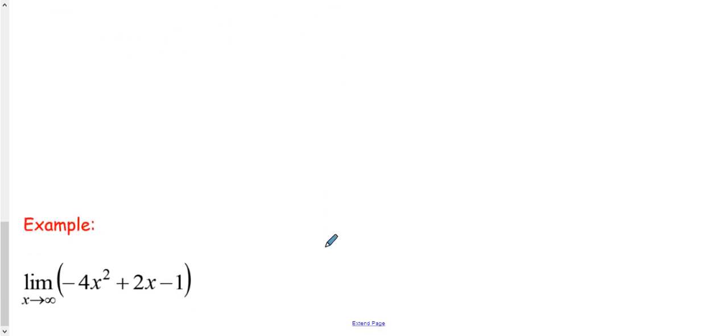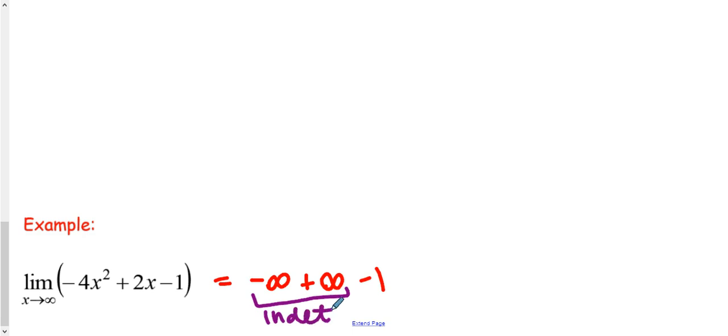Another example, we have negative 4x squared plus 2x minus 1. You want to be careful here because if we do just plug in infinity, squaring infinity doesn't change anything, multiplying by 4 doesn't change anything, we get negative infinity, plus 2 times infinity, we get infinity, minus 1. Well, right here is an indeterminate form.